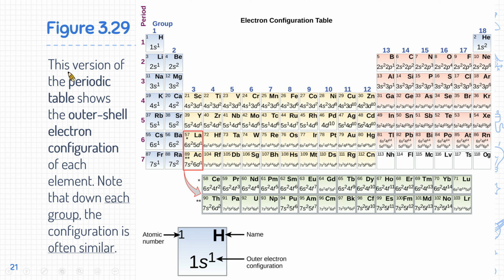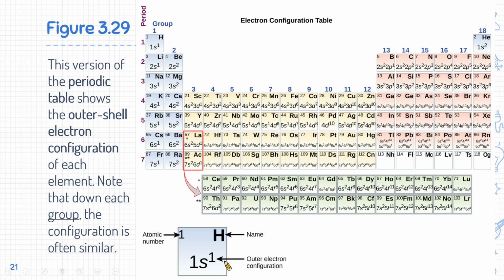This is the periodic table. This version of the periodic table shows the outer shell electron configuration for each element. Note that down each group the configurations are often similar, as what we just talked about. Group 1 here is s1, group 2 s2. Here the transition elements. Here are p1, p2, p3, p4, p5, p6. And here is d, and here is f.